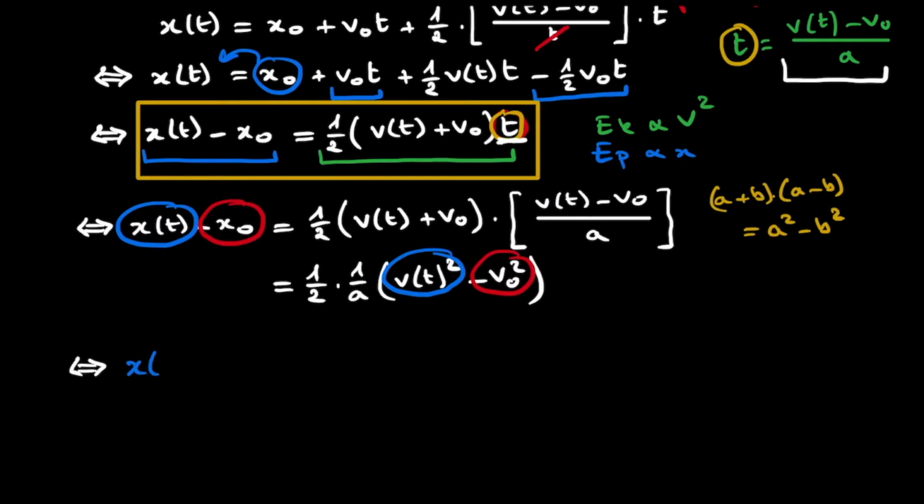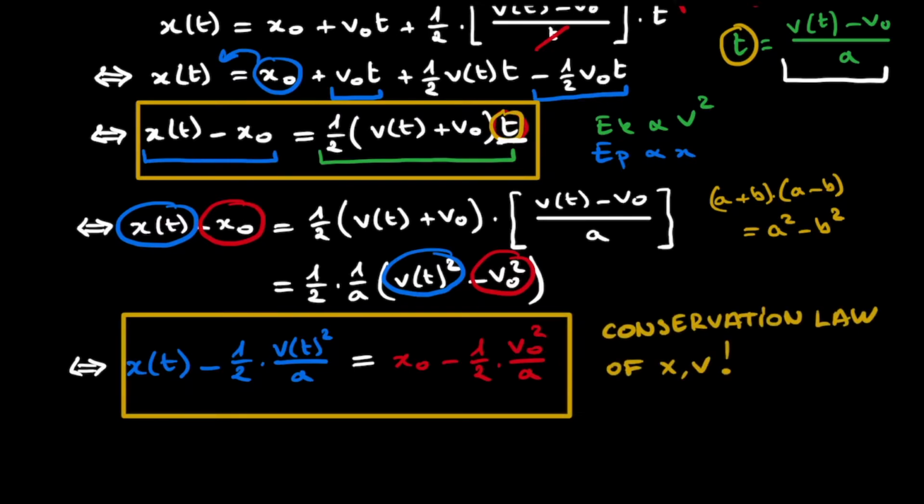So we have x of t, which just remains there, and then we subtract from this 1/2 times v of t squared divided by a. And then all of the red terms, so the terms that concern the object in its initial position and velocity, we bring to the right-hand side. So we have x0 minus, again, 1/2 times v0 squared divided by a. And we arrive at this formula that describes the following.